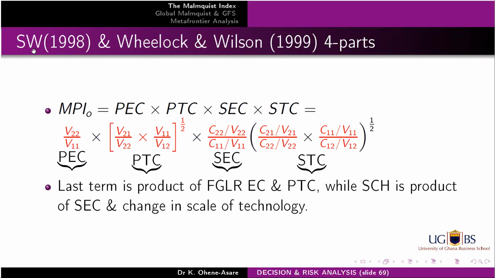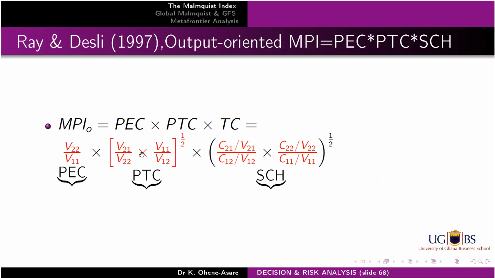Now, the last one is by Simar and Wilson, and then Wheelock and Wilson. It's the same guys, more or less. And they came with a 4-part decomposition, not 3, 4. Now, watch, it's not different from the others significantly. The first part, which is the pure efficiency change, still remains V22 over V11. The pure technical change was the same one that we saw in the Ray and Desley one. Pure technical change. If you check carefully, this is the same thing.